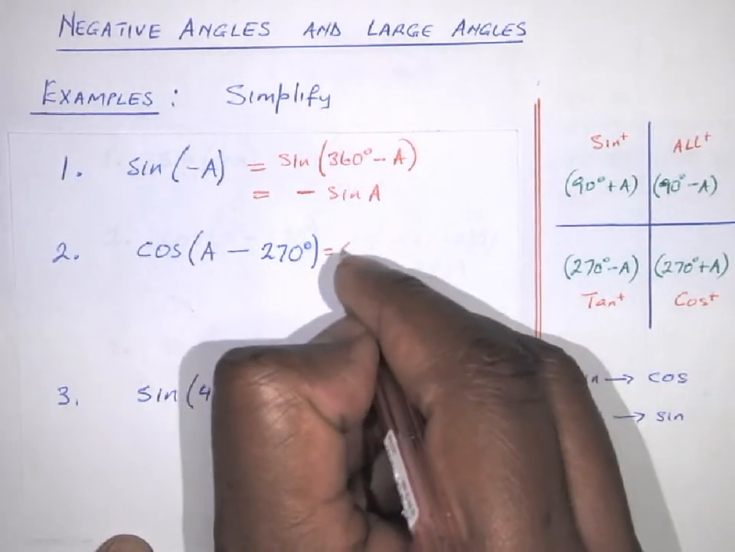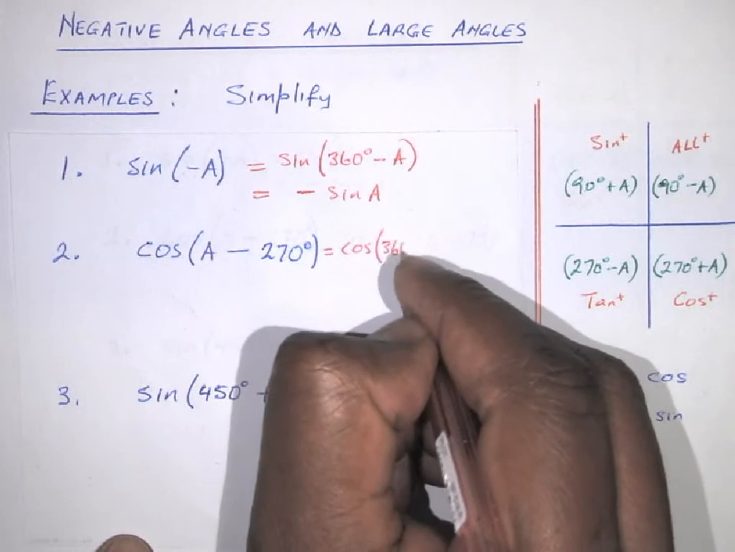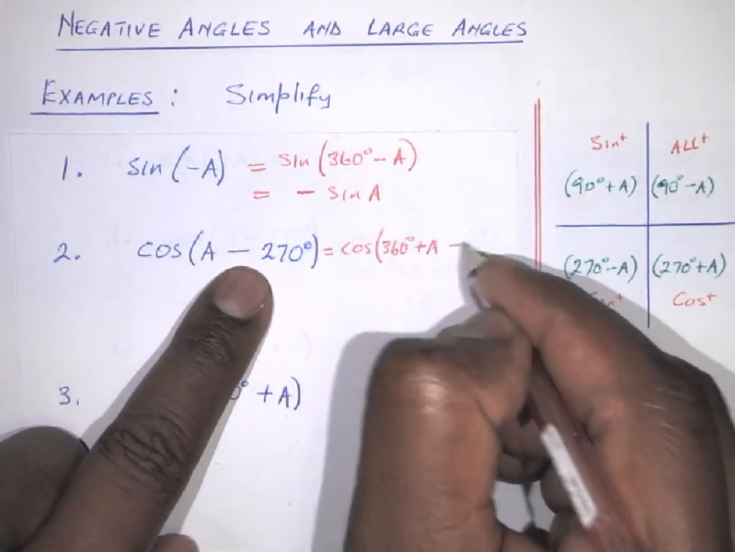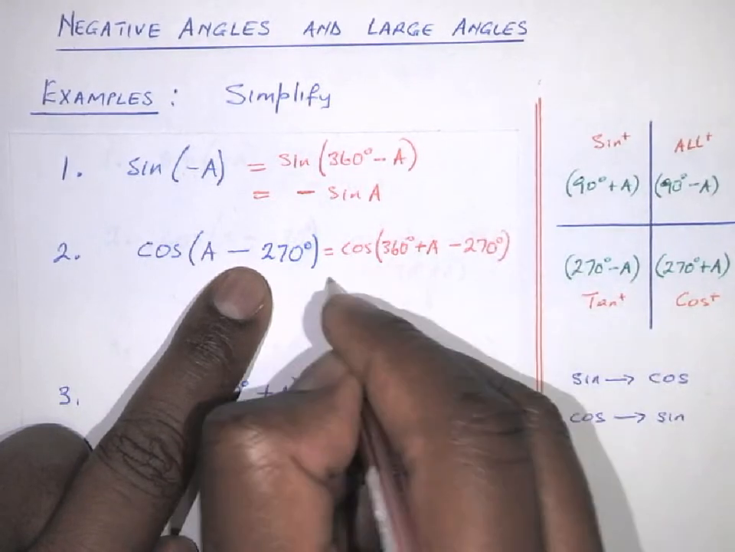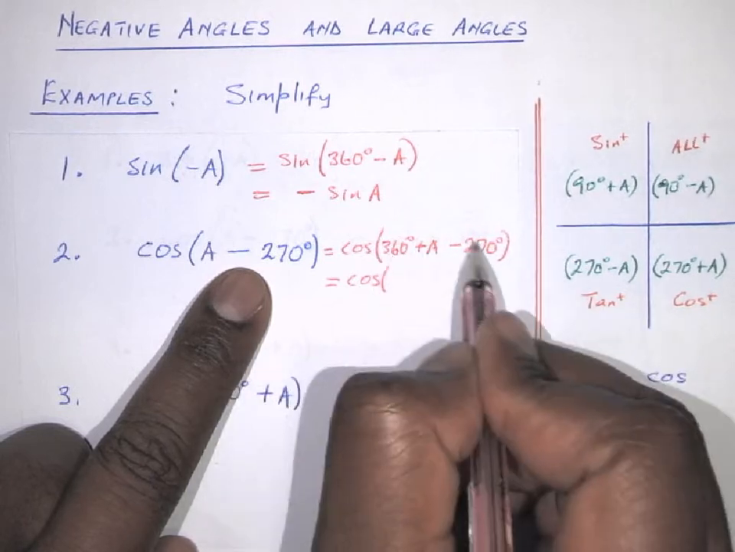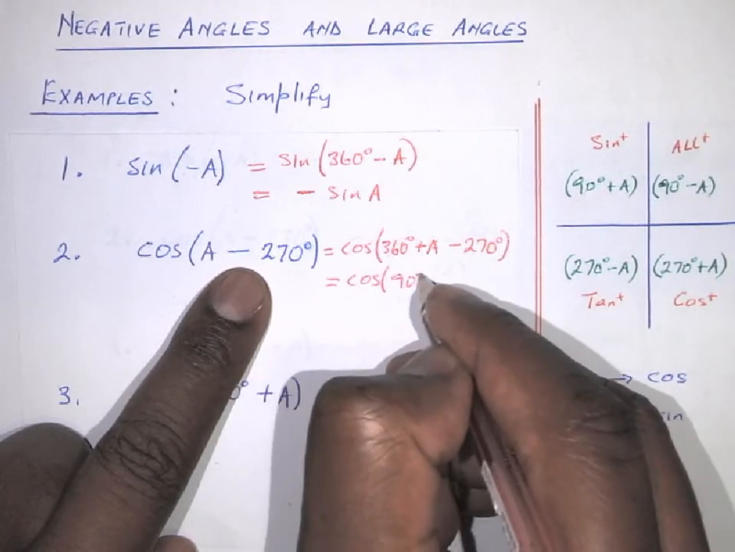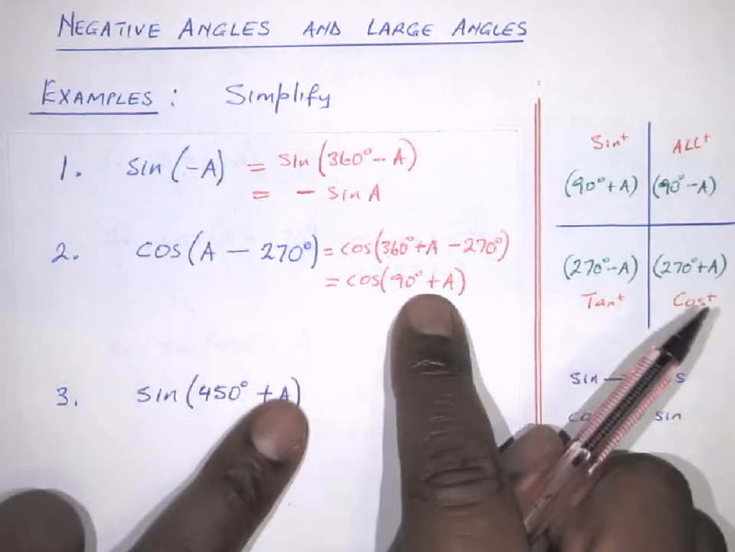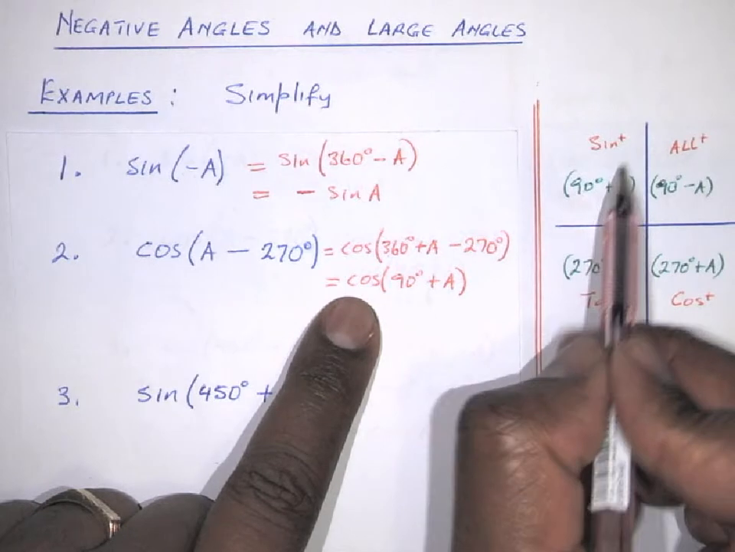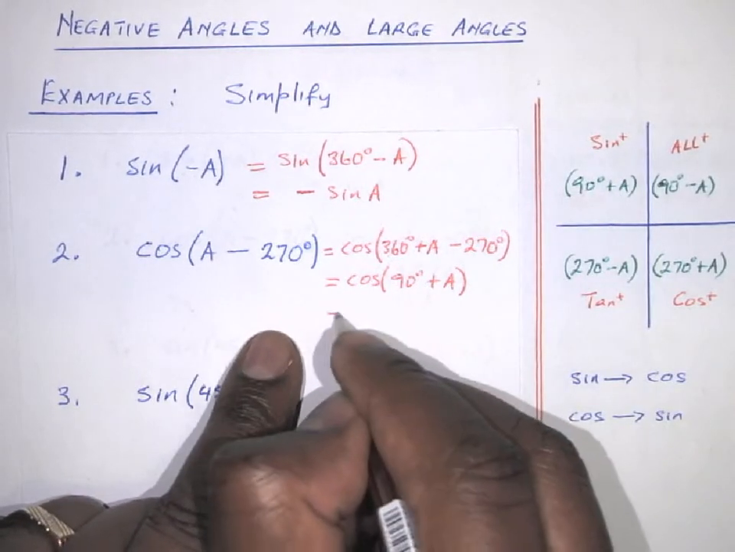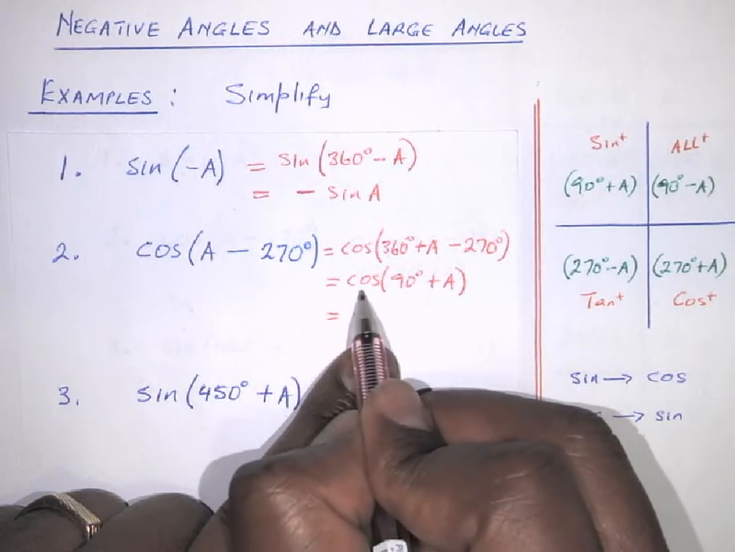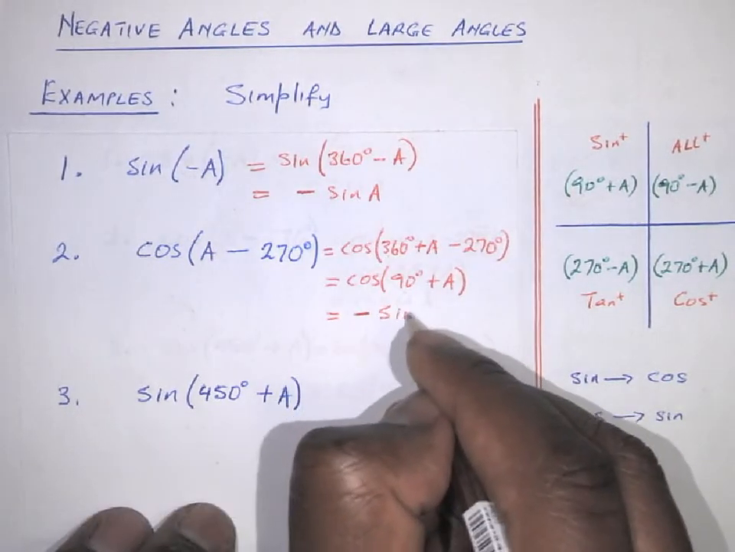So this will be equal to cos of 360 degrees minus a, plus a, and then minus 270 degrees. Now that and that are like terms, so I'll put them together. So it becomes 360 minus 270. That is 90 degrees, then plus a. Now this thing looks like that. So cos. How is cos in that quadrant? Cos is negative because sine is positive. So my answer is going to be negative. But because I'm dealing with 90 degrees, I write the cofunction of cos, which is sine, then a.